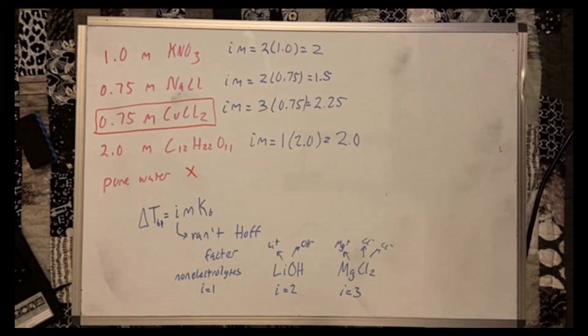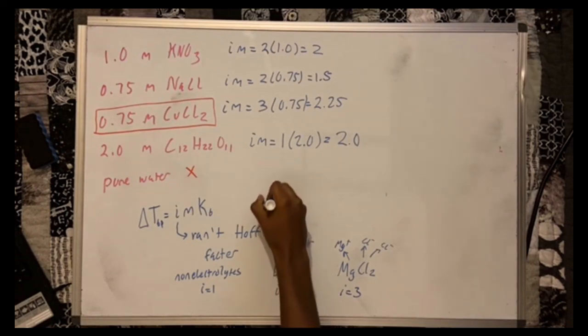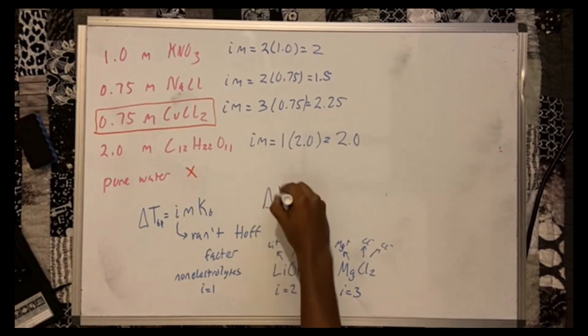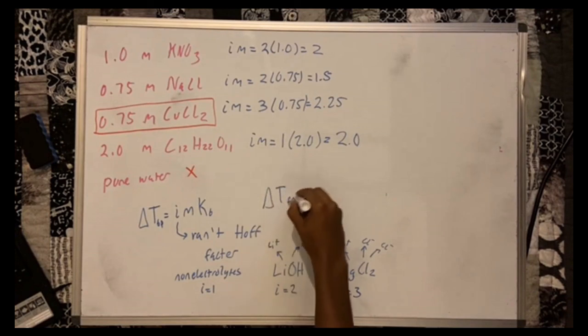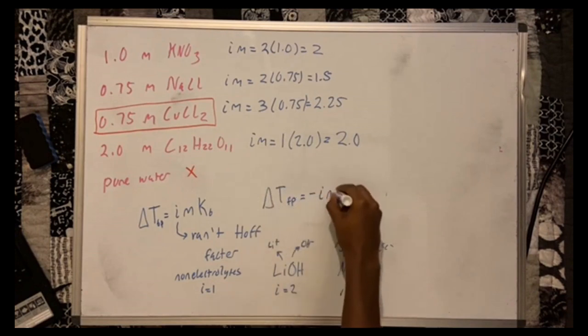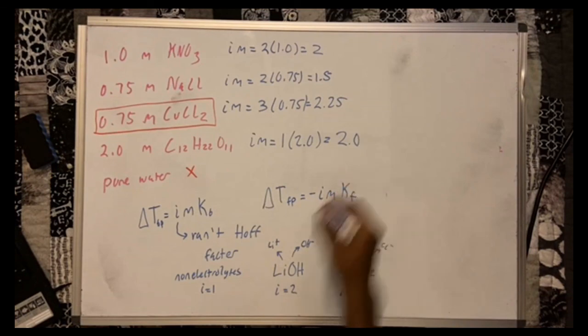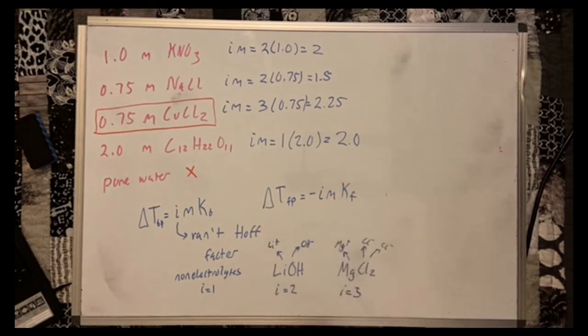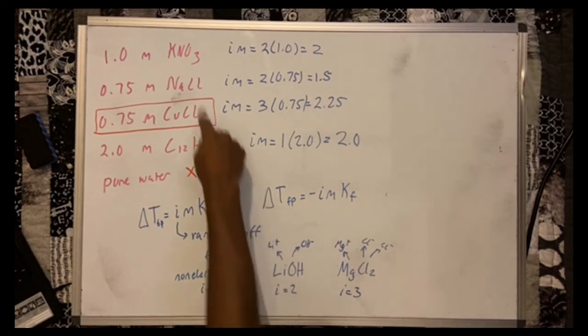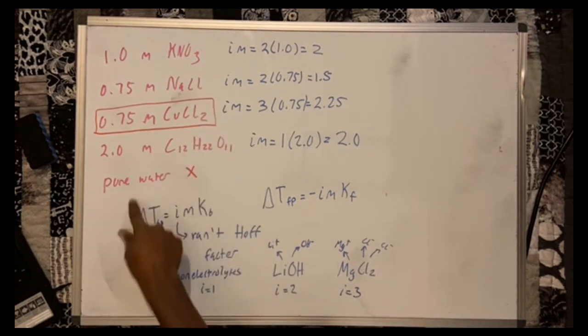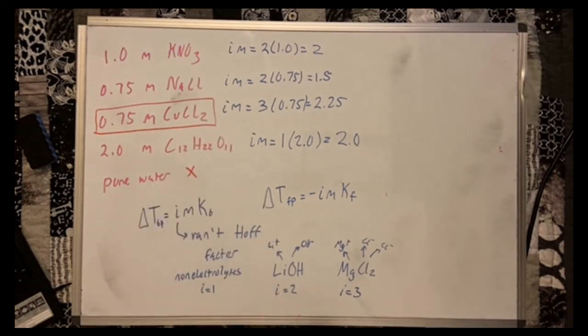So does pure water have the highest freezing point? Yes, exactly, because freezing point is a depression. If I did freezing point, my formula is delta T of the freezing point equals negative i m Kf. All the rest of these would be decreased and pure water would have the highest one. So yes, you're right. Good job, Eugene.